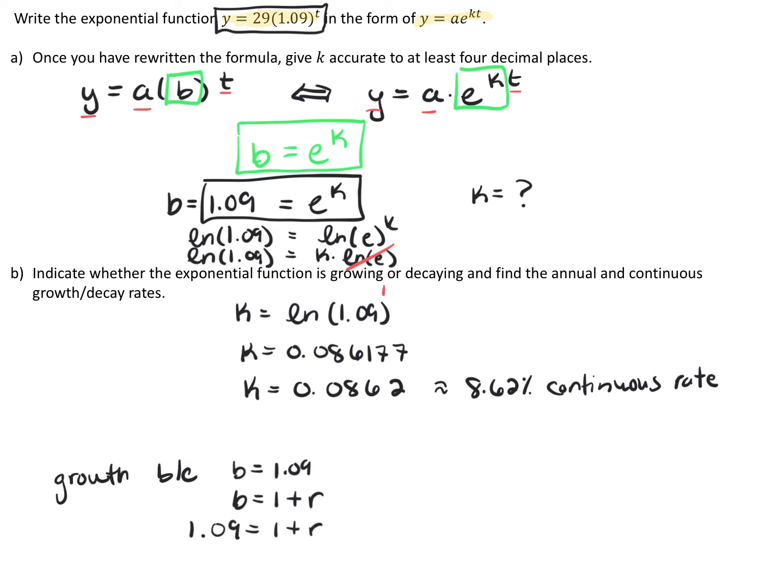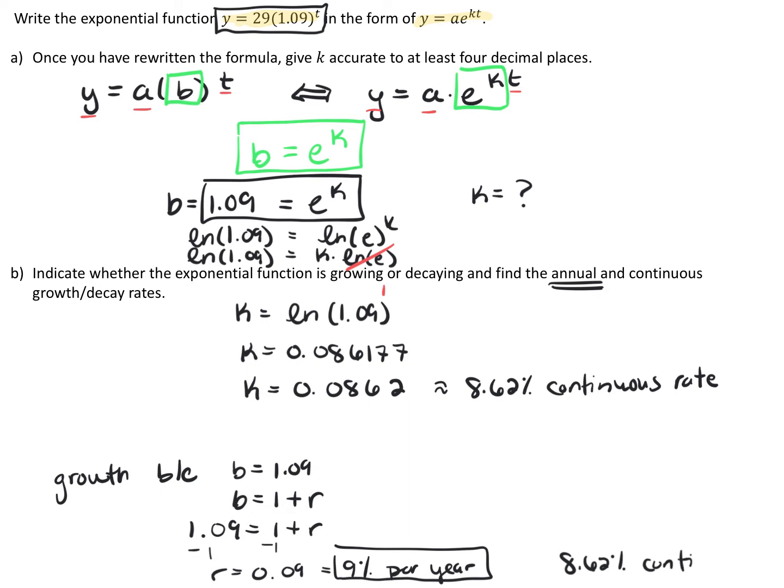You can see here that we can subtract 1 from both sides and solve for r. And so that is 9% per year. So that's your annual rate. 9% per year is the annual rate. And then the continuous rate, we already found that from part A. So the continuous rate is 8.62%. You can see here that a continuous rate is always slightly smaller than the annual rate.